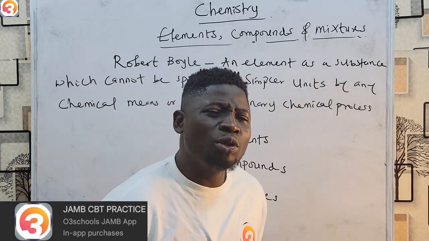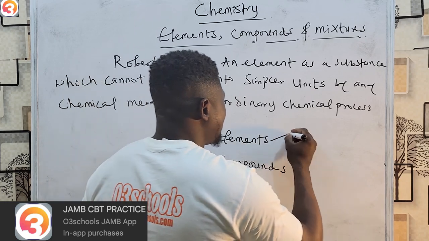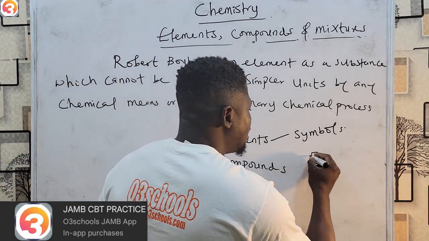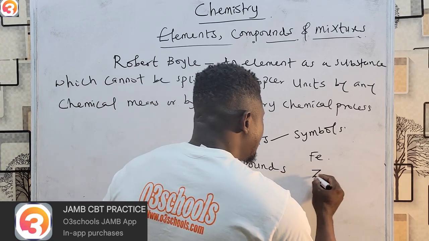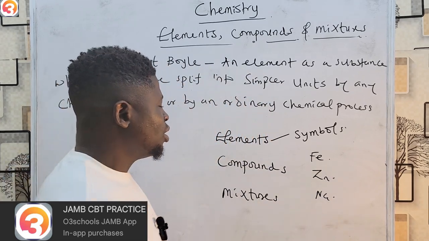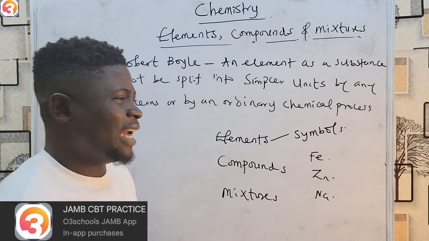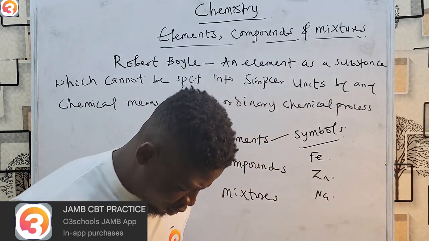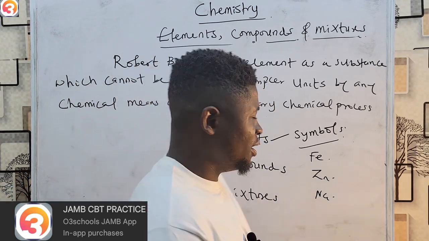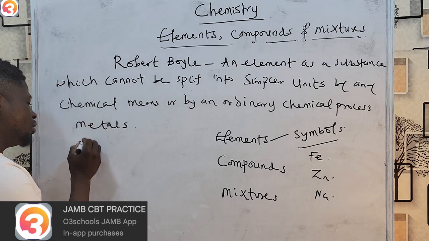And of course, one thing you should know about elements is that they are represented by symbols. That's why you can have an element like iron, Fe. You can have an element like zinc, Zn. You can have sodium, Na, potassium, magnesium, Mg, and so on. These are elements, and they are represented by symbols. Elements are also classified into three. We have the metals. We have the non-metals.